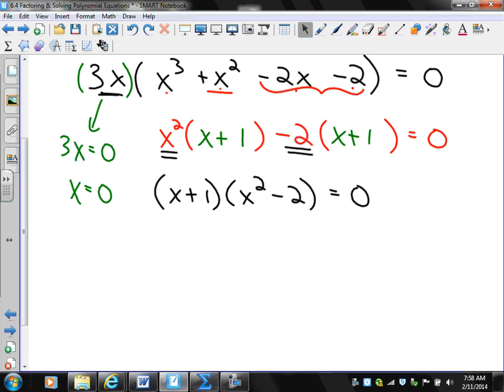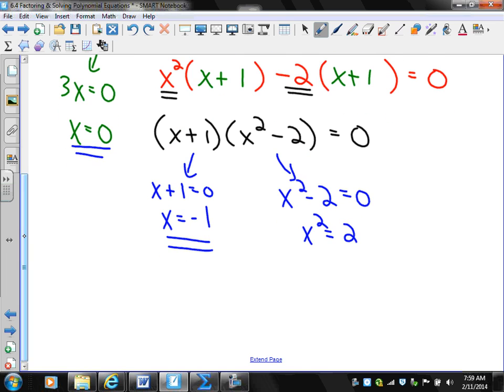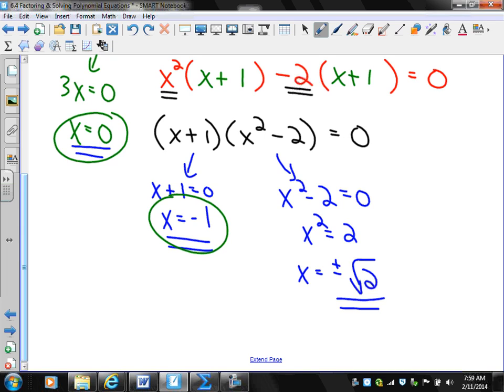And now that we're really in familiar territory in that we have 2 factors being multiplied and we get equals 0, I can break these up. I can say x plus 1 equals 0, or x equals negative 1. That's my second solution. Remember we had x equals 0 over here. And for my other solutions, I can say x squared minus 2 equals 0. I can say x squared equals 2. And then I can take the square root of both sides. And I can say x equals plus or minus the square root of 2. And there I actually get 4 answers out of this. I get 0, negative 1, and positive square root of 2 and negative square root of 2.